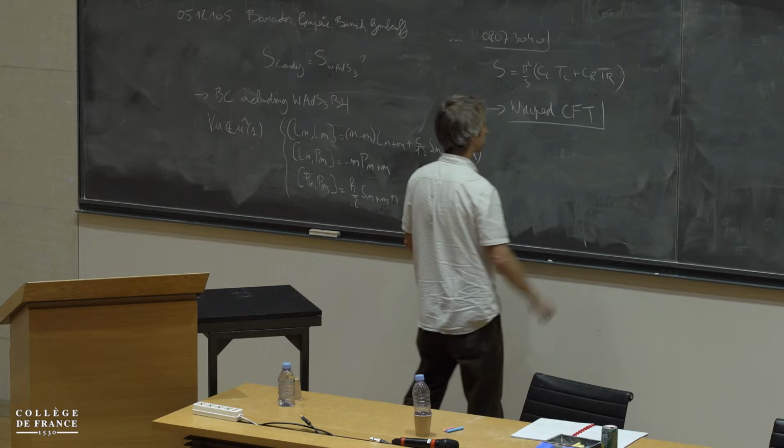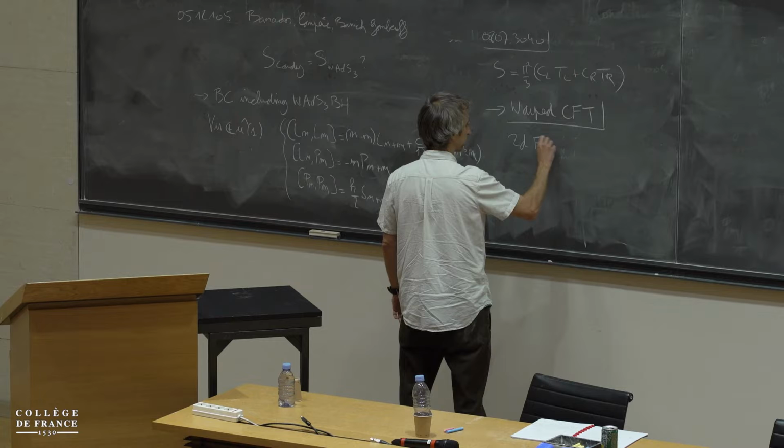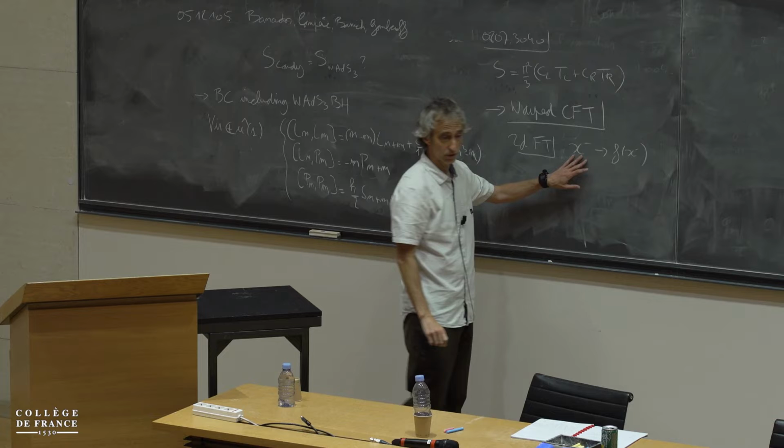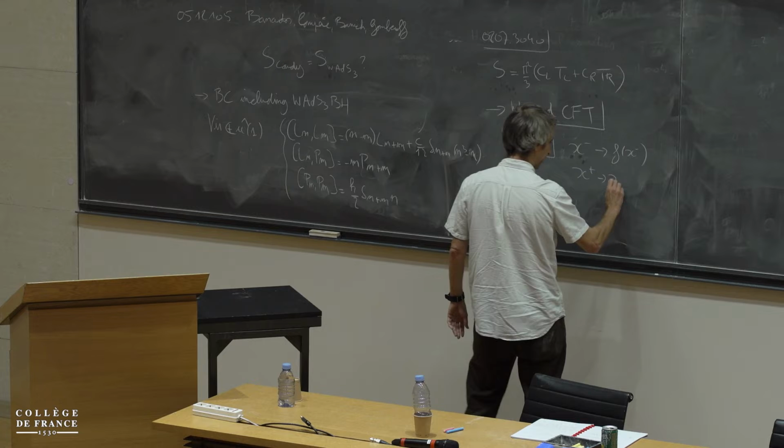So a warped CFT is just a 2D field theory that is invariant under f minus, a function of x minus, so that will give you the Virasoro conformal algebra. But then on the right hand side, you have x plus, an arbitrary function of x minus.